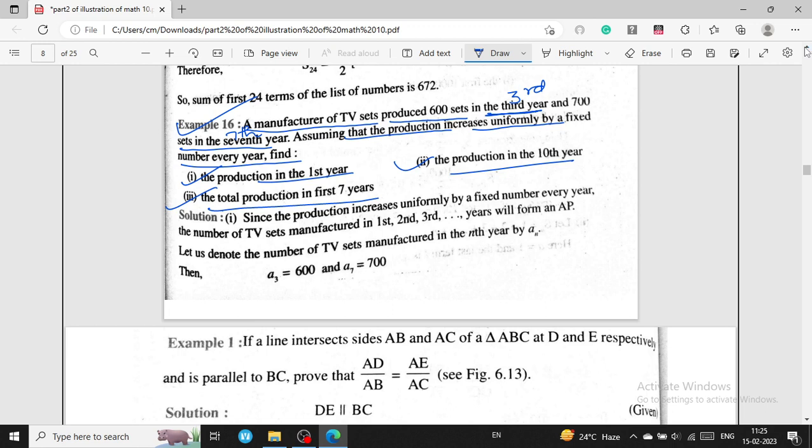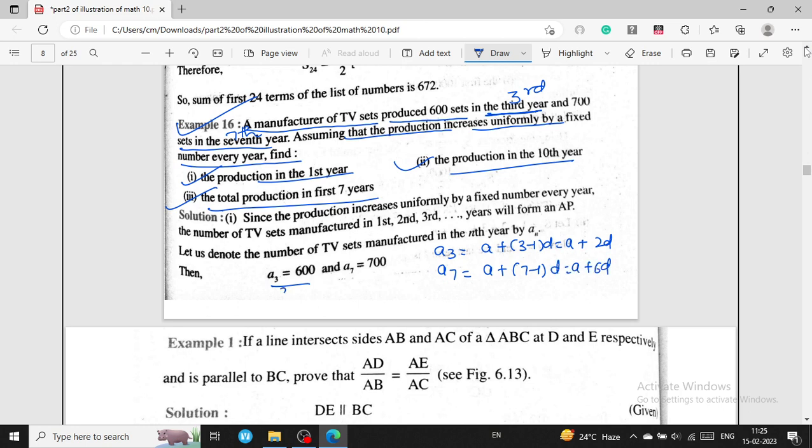So first of all, we have given the first, second, third and up to 7 years. And we have given A3, the third year's term, 600, and the 7th year, 700. For solving this, A3 is equal to A plus 3 minus 1 D, that is equal to A plus 2D. And A7 is equal to A plus 7 minus 1 D, that is A plus 6D.